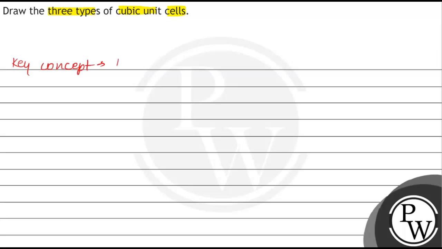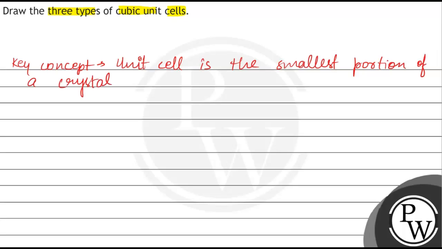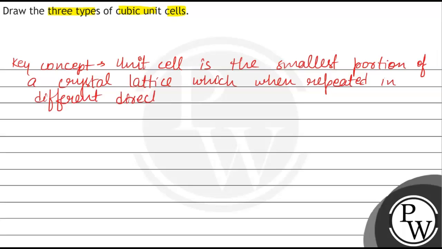The key concept is that a unit cell is the smallest portion of a crystal lattice, which when repeated in different directions generates the entire lattice.